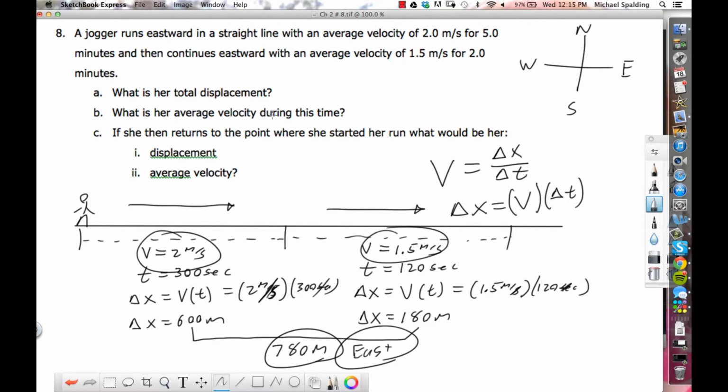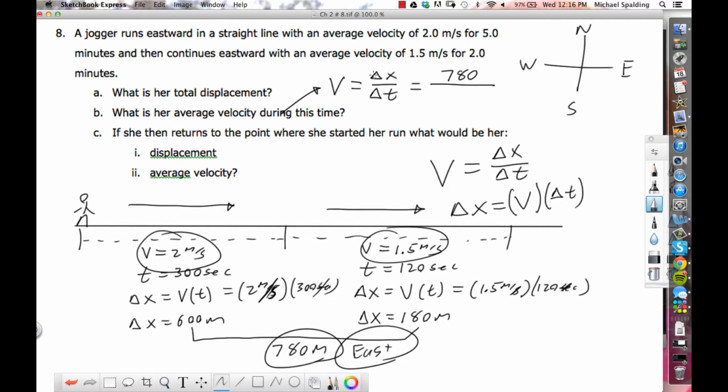So how do we go about finding the average velocity for the whole trip? Well, what's the definition for velocity? Total displacement over total time. You take your displacement, divide by the time. So what's her total displacement?